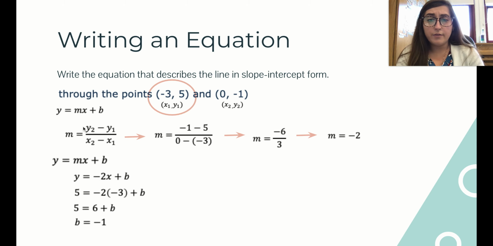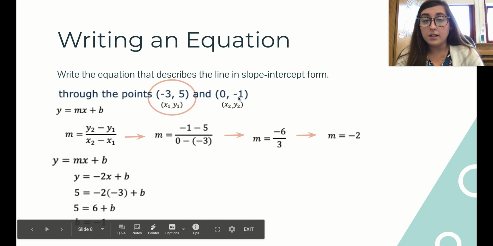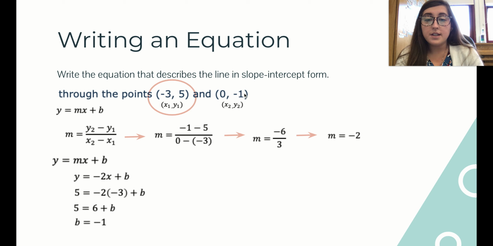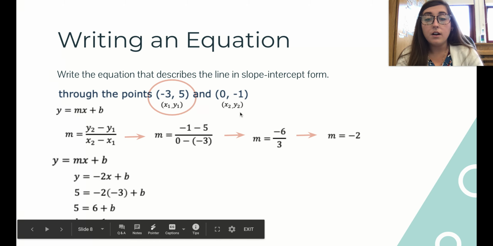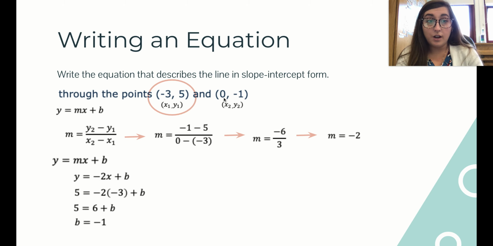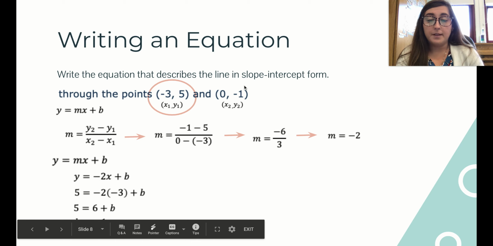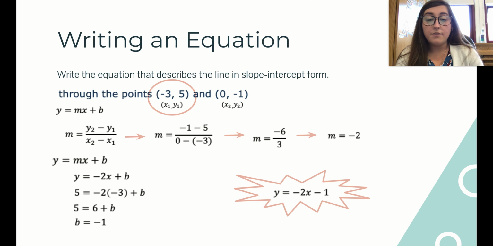Now you should also have recognized from this point here that our y-intercept is negative 1, because the definition of our y-intercept is when x is 0. So you actually could have figured out your y-intercept without having to do any of this work at all, because you remember the definition of what your y-intercept is. But if you forget the definition, just keep in mind you can always plug the point in and solve for b. So now that we have our slope and our y-intercept, we can write our equation in slope-intercept form. So y equals negative 2x minus 1.